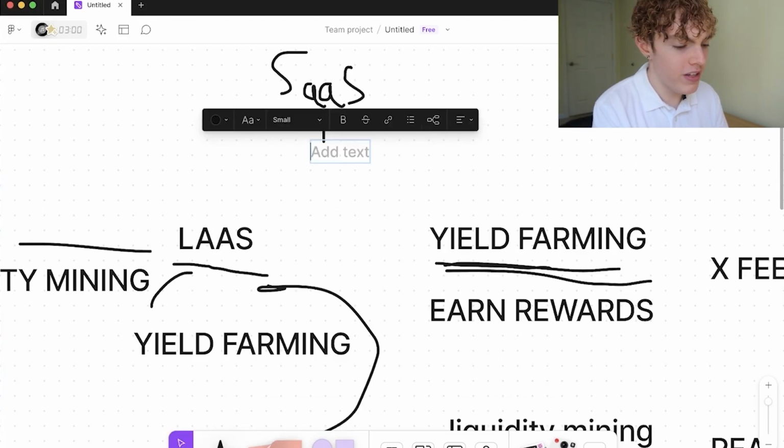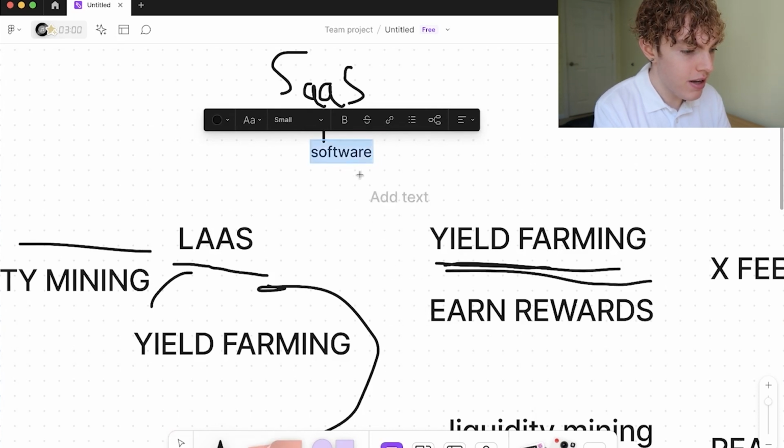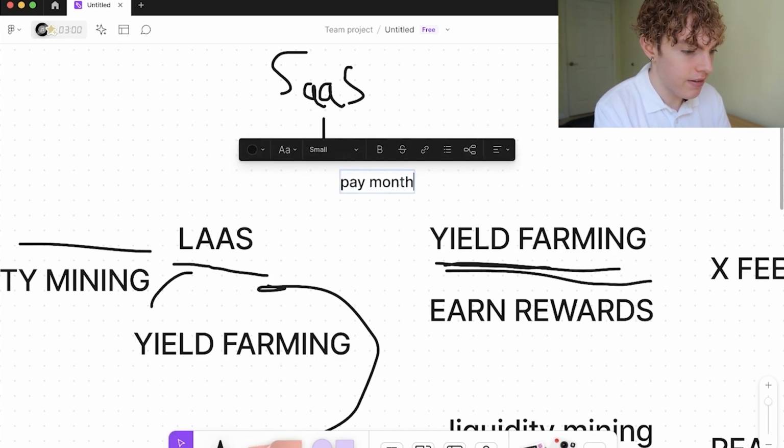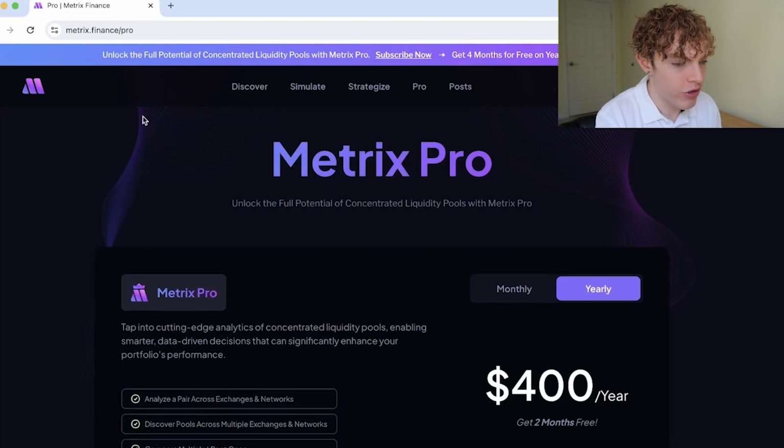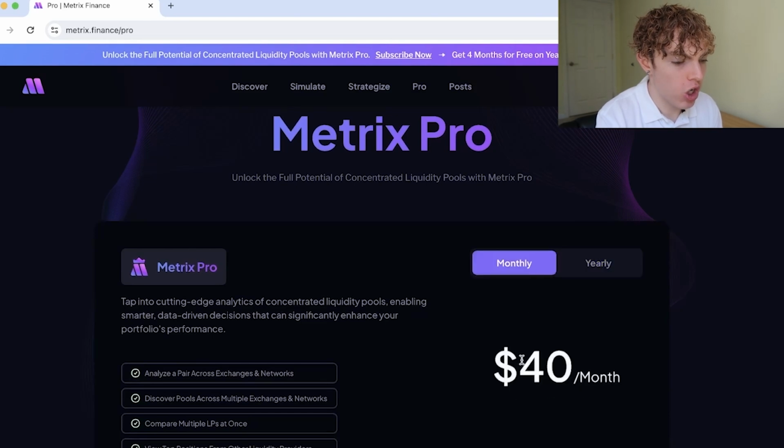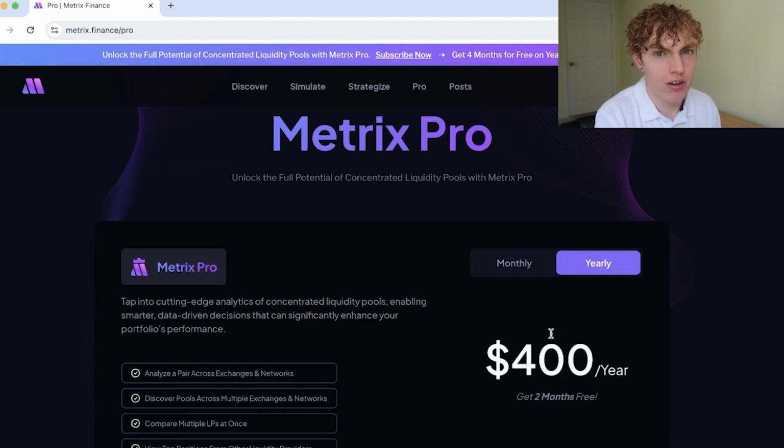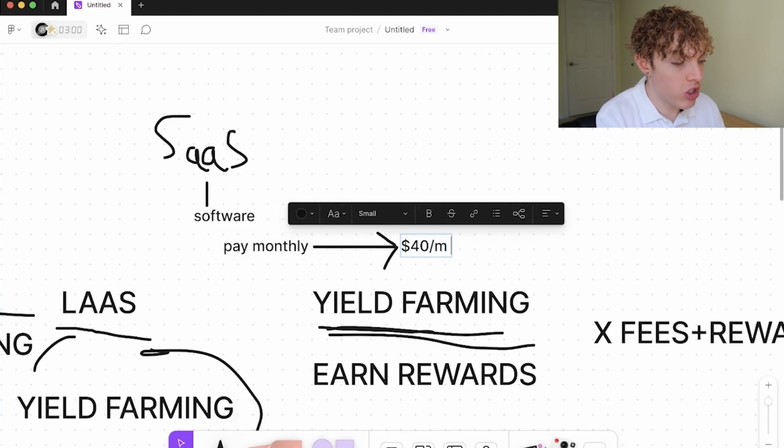Software as a service is when you have a software that people want to use, and in order for them to use it, people need to pay monthly. For example, on the software Metrics Finance, there's a pro plan which costs $40 a month or $400 a year. Well, that right there is software as a service because they're providing a software and you pay a monthly fee and are able to use it. And people are using that software for whatever reason they want to use it for.